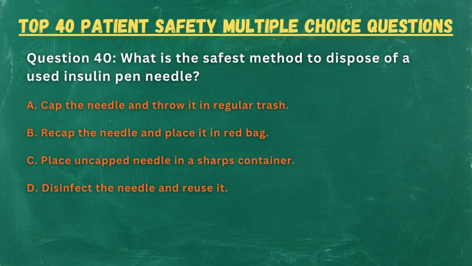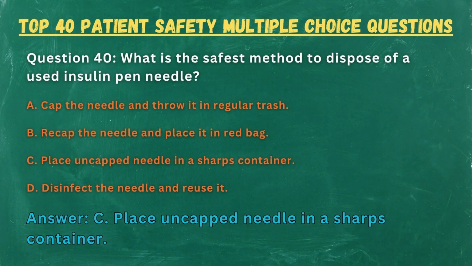Question 40. What is the safest method to dispose of a used insulin pen needle? A. Cap the needle and throw it in regular trash. B. Recap the needle and place it in red bag. C. Place uncapped needle in a sharps container. D. Disinfect the needle and reuse it. Answer: C. Place uncapped needle in a sharps container.